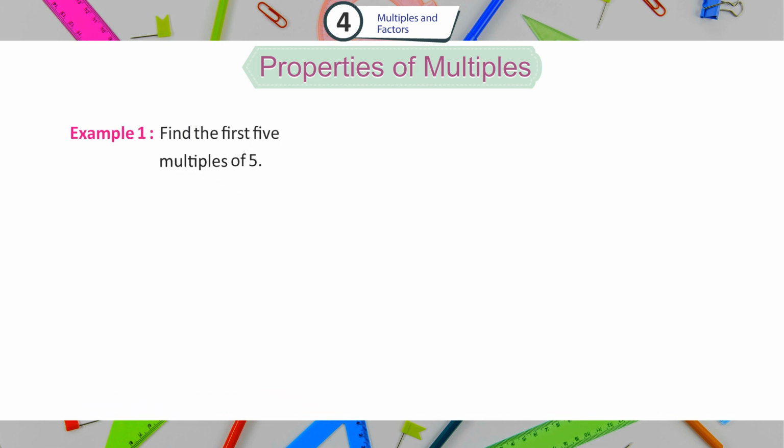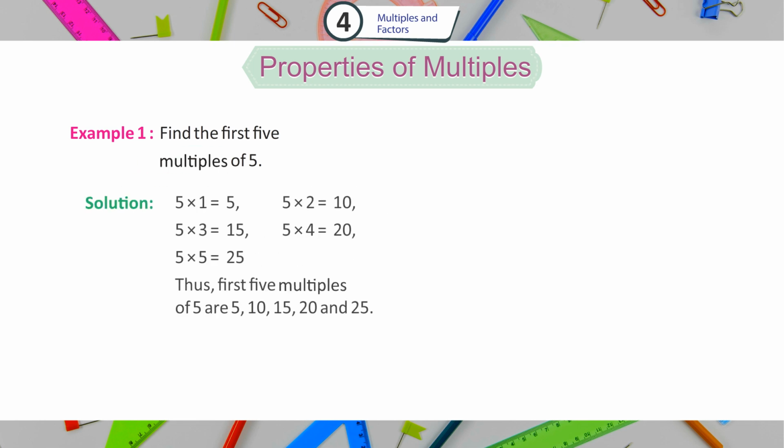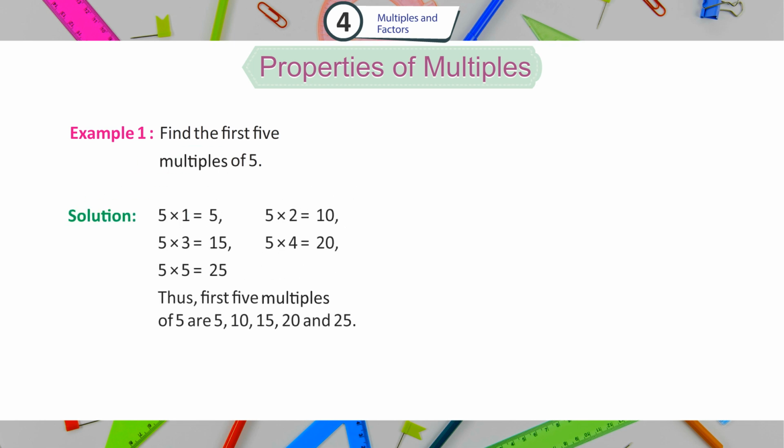Example 1. Find the first 5 multiples of 5. Solution. 5 into 1 is equal to 5. 5 into 2 is equal to 10. 5 into 3 is equal to 15. 5 into 4 is equal to 20. 5 into 5 is equal to 25. Thus, first 5 multiples of 5 are 5, 10, 15, 20, and 25.